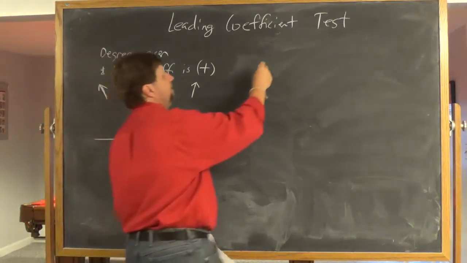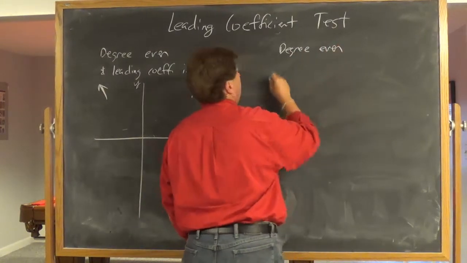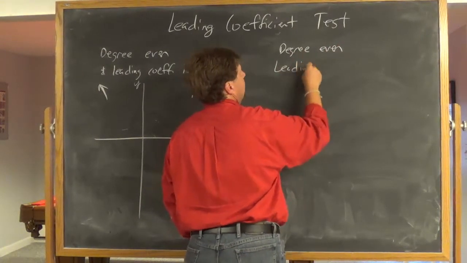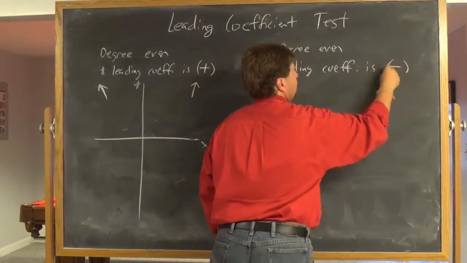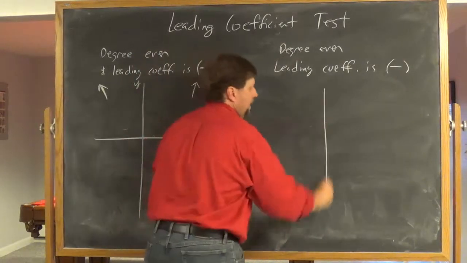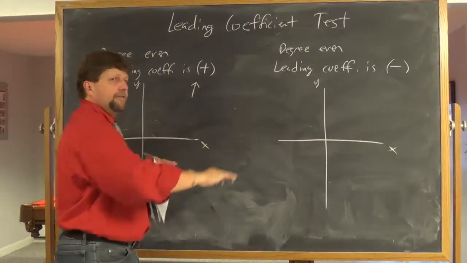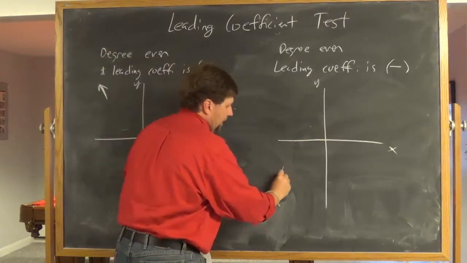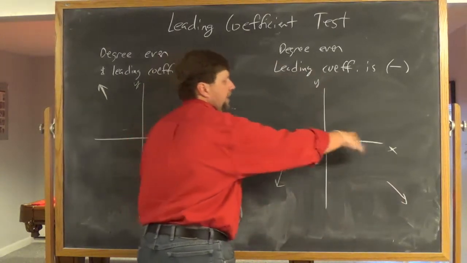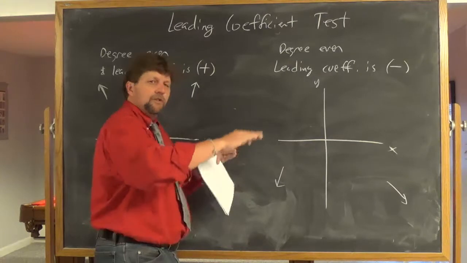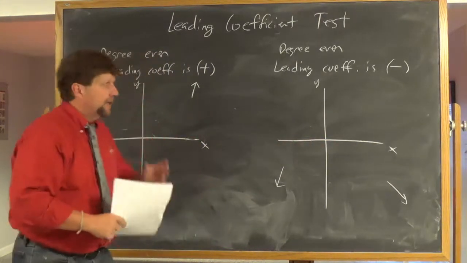If the degree is even, and the leading coefficient is negative, the end behavior of the graph, talking about the extremes of the graph, both ends are going to be shooting down. I don't know what's going on in here, I don't care right now, it's just what's happening at the extremes. Both ends are shooting down. So I need you to know this.